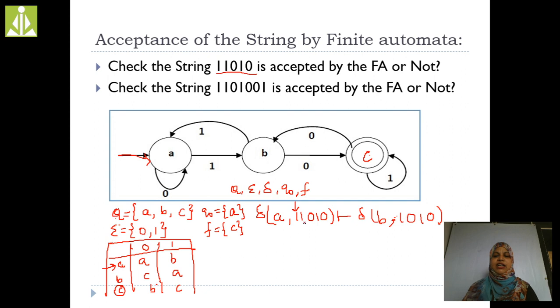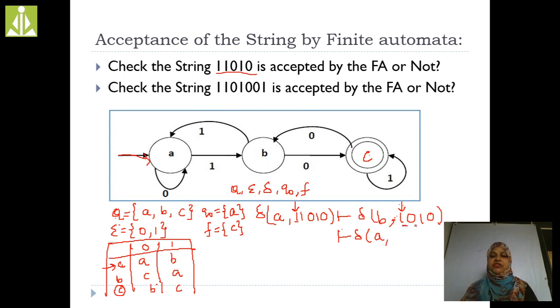The first symbol is already processed, so we leave it. Whenever we apply input 1 on A, we get state B, so we write B, and the remaining string is 1 0 1 0. Now what is the next input symbol? 1. B on 1 we get A. B on 1 is A. Already this one is processed.